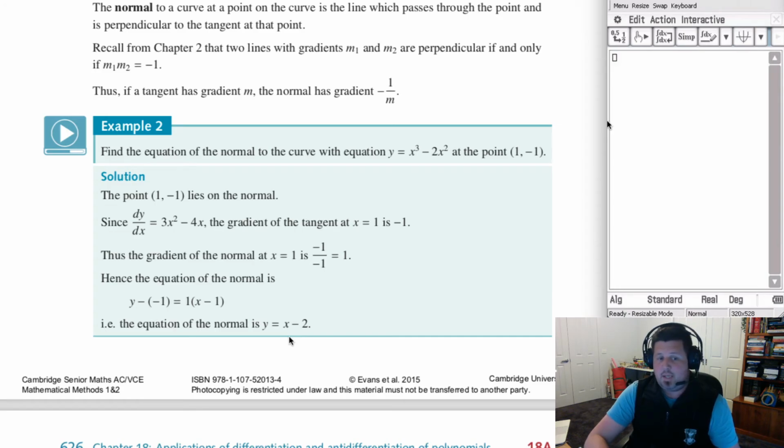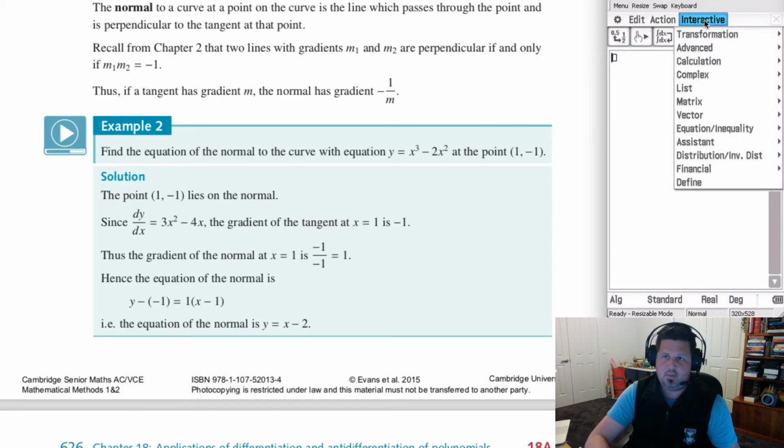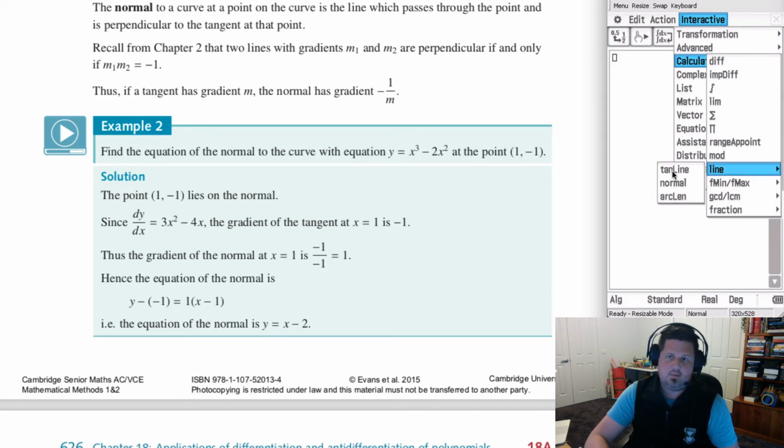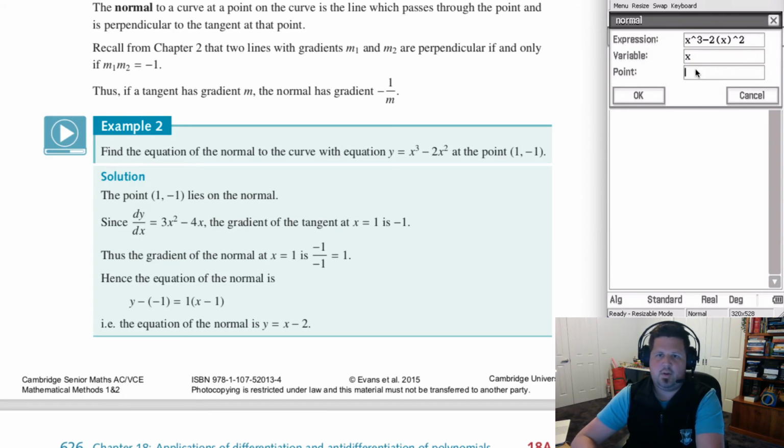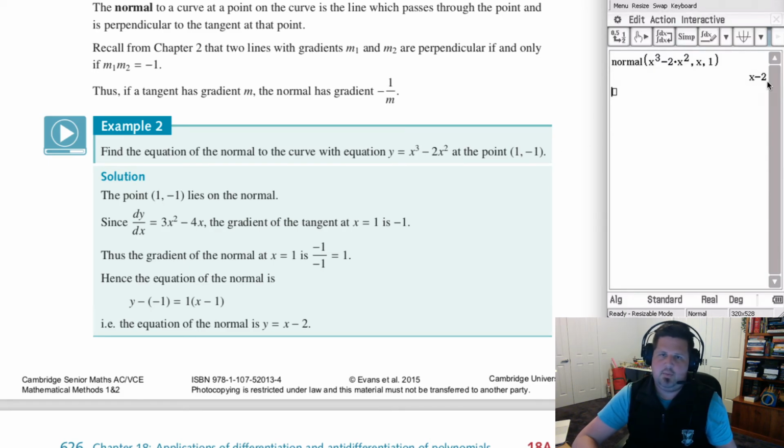Happy days. Again, you could use your calculator to work through these. We go to interactive, then calculation. Again, we're dealing with lines rather than the tangent. This time we want the normal. So you type in the equation, in this case x to the power of 3, take away 2 x to the power of 2, and we want to know what's going on at the point 1 again. Here we've got the equation of the normal, y equals x take away 2.